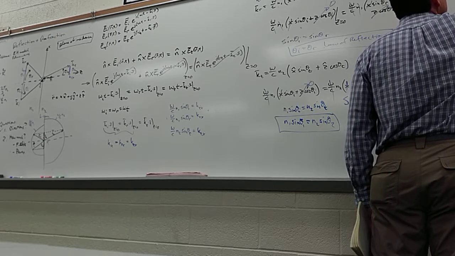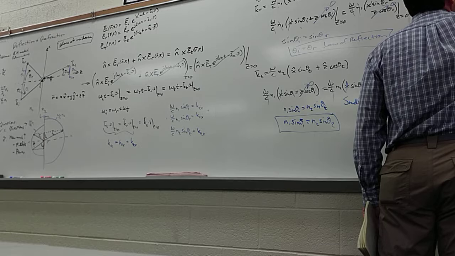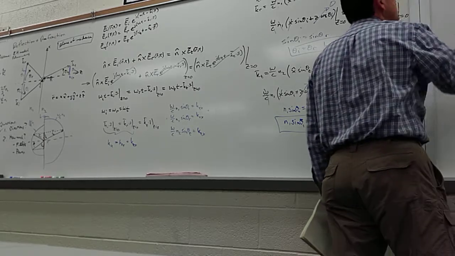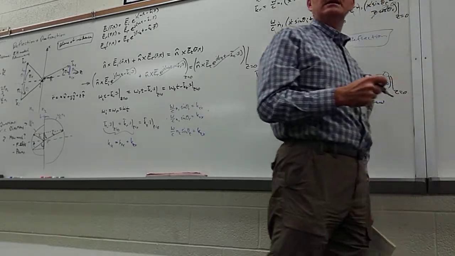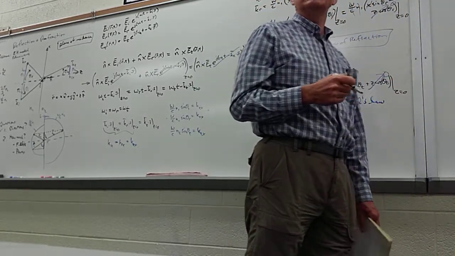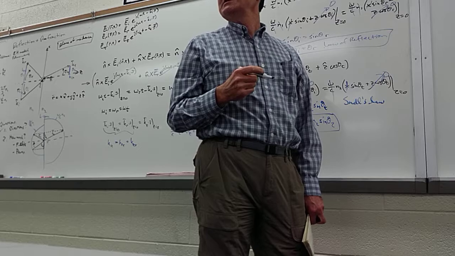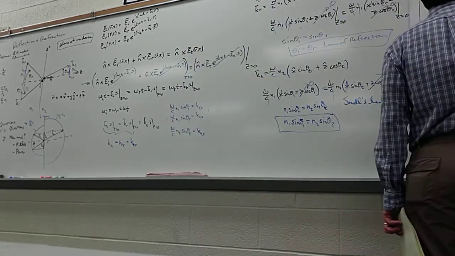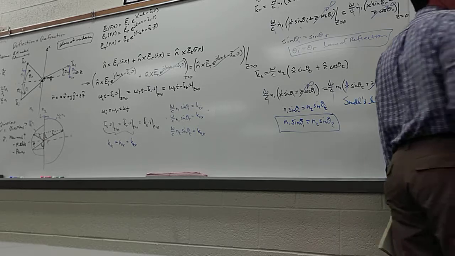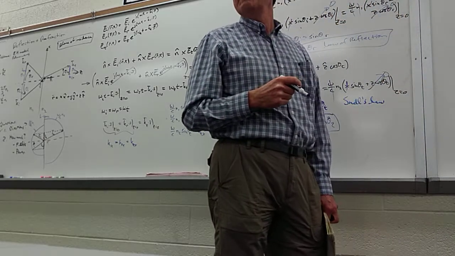transverse electric. We'll see what that means in a minute. It's also called S, the S state. S is for senkrecht, which is a German word meaning perpendicular. It's also sometimes superscripted with a little perpendicular symbol.